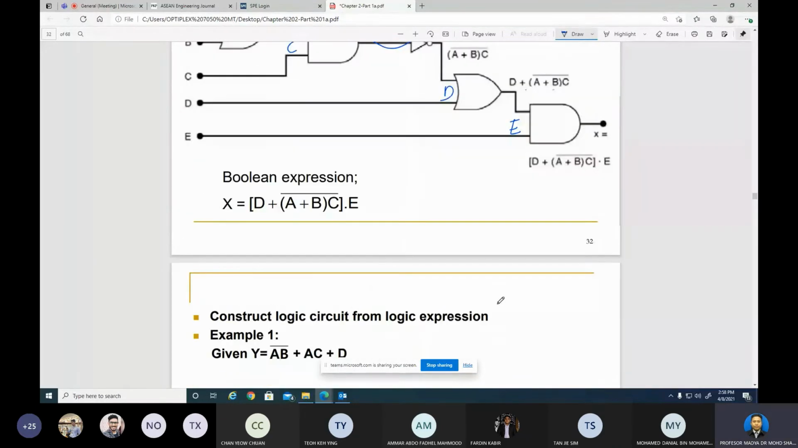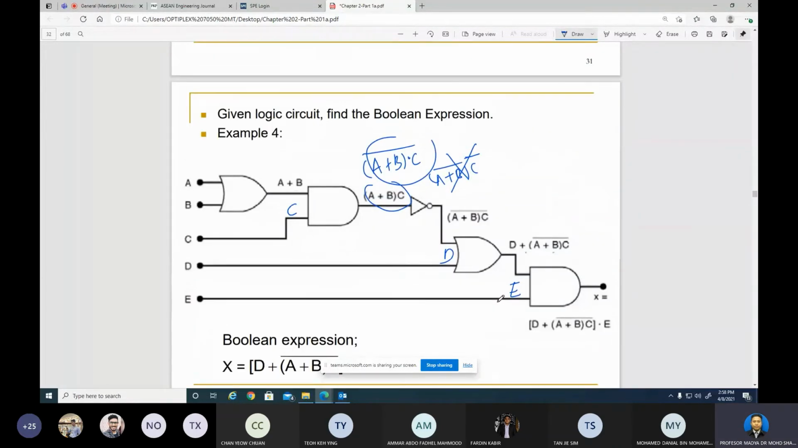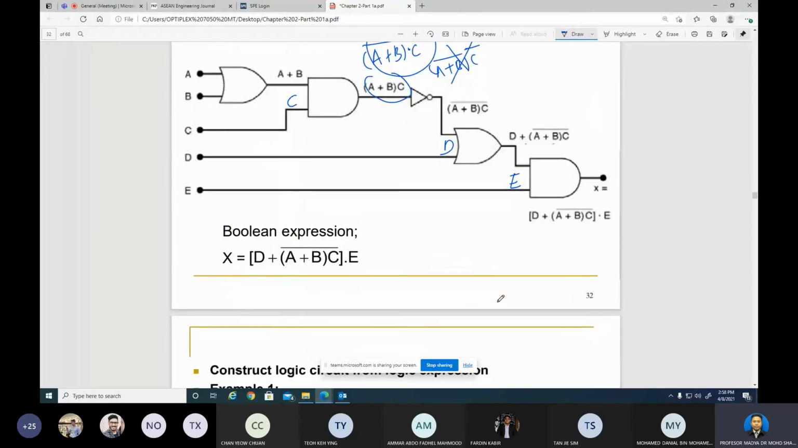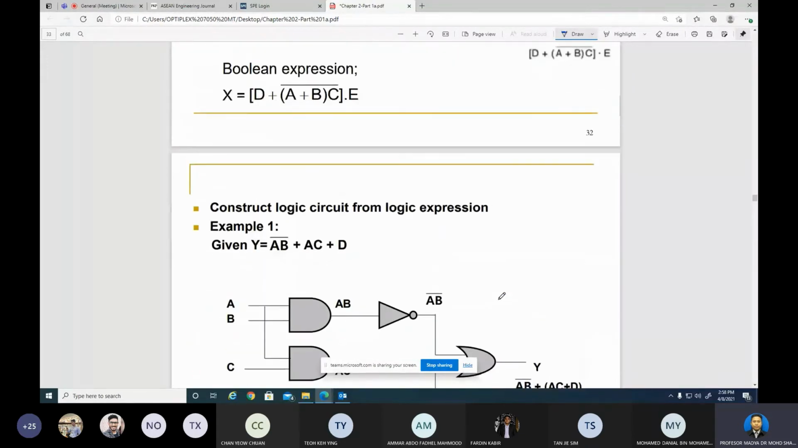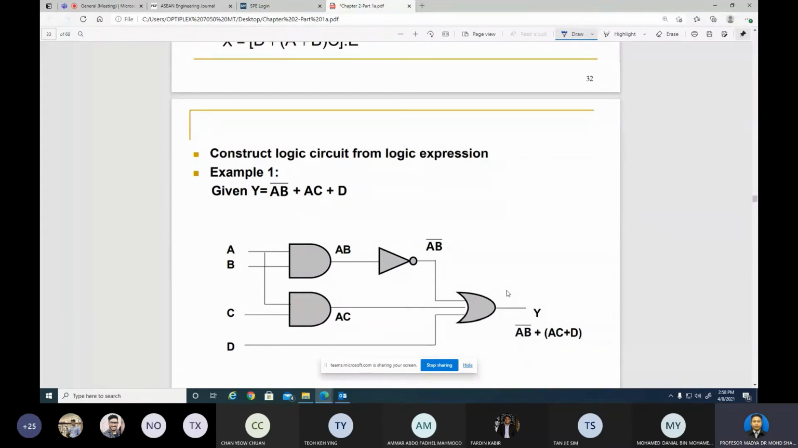Okay, this one, for example, we have the circuit. We have to find the Boolean expression. Now we have the Boolean expression, we have to draw the circuit. Okay, so for example, like this. We give the Boolean expression. How do you design the logic circuit?